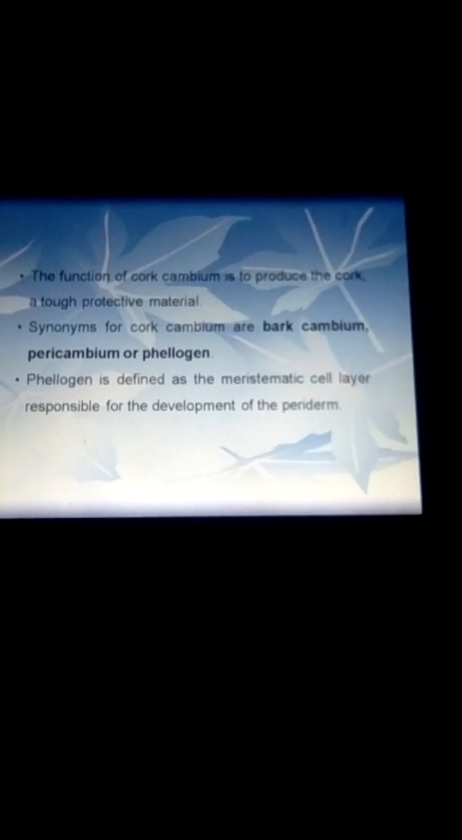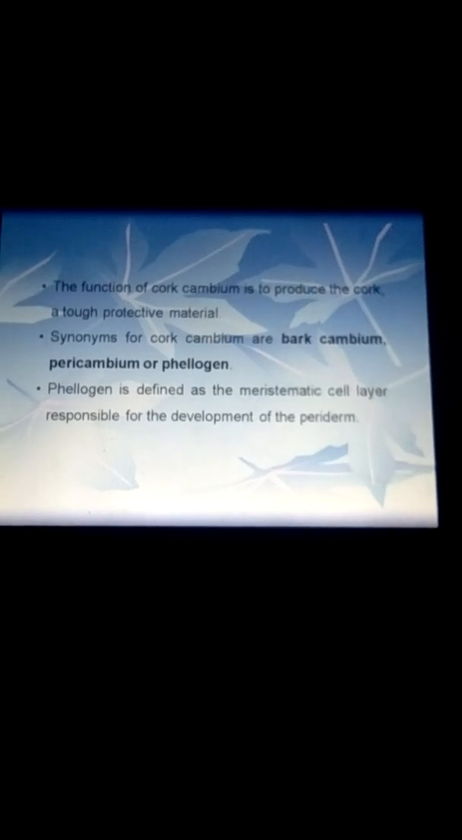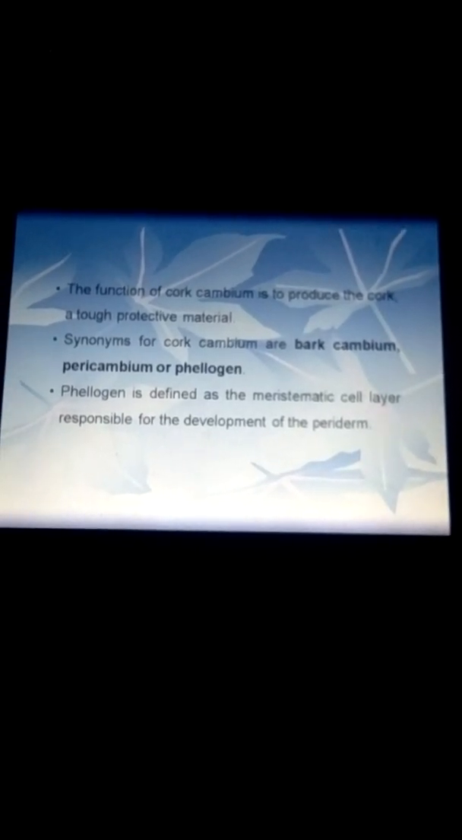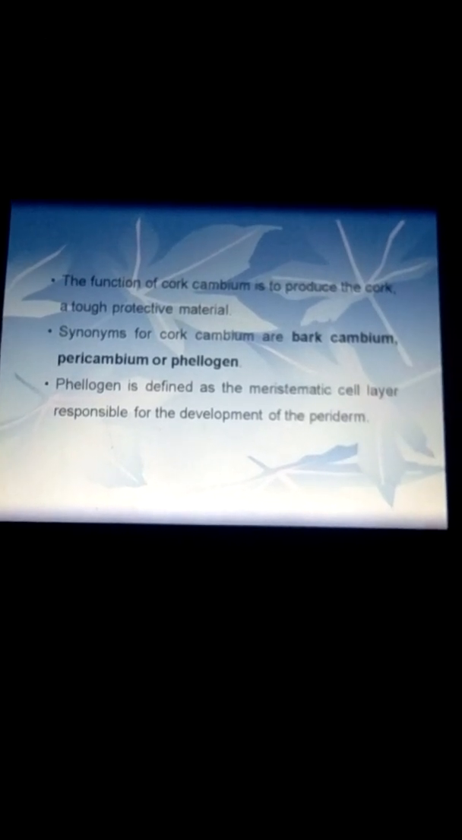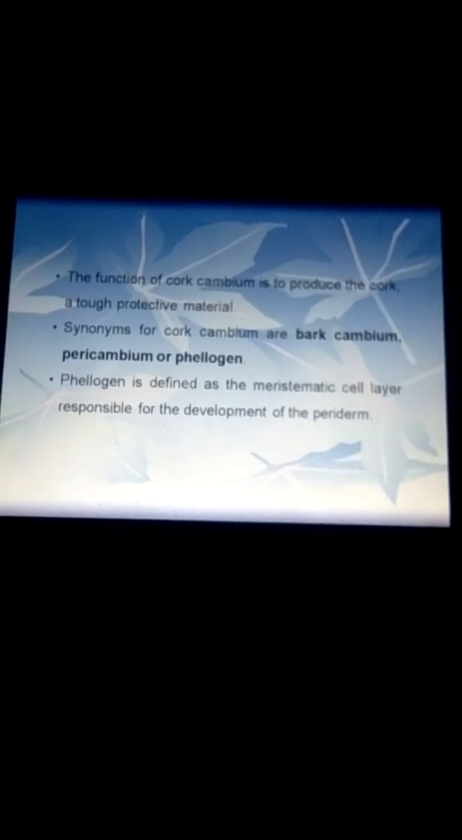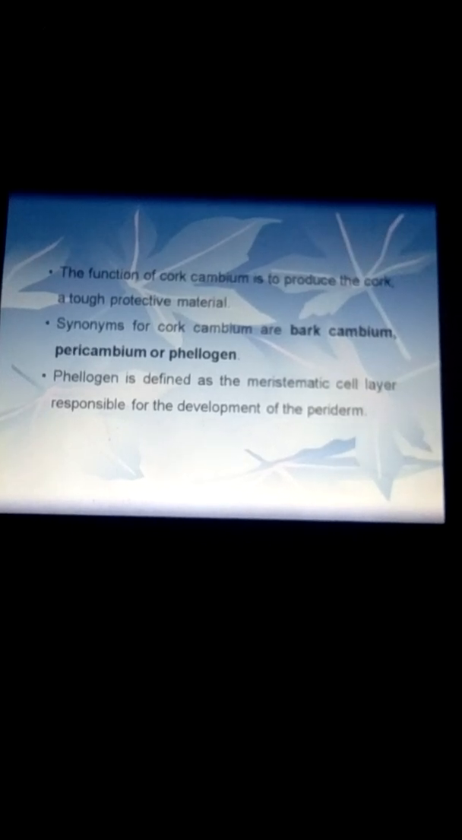Then the synonyms of cork cambium are bark cambium or pericambium or phellogen. These are also the synonyms. We can call cork cambium bark cambium or pericambium or phellogen. Now the phellogen is defined as the meristematic cell layer responsible for the development of periderm.